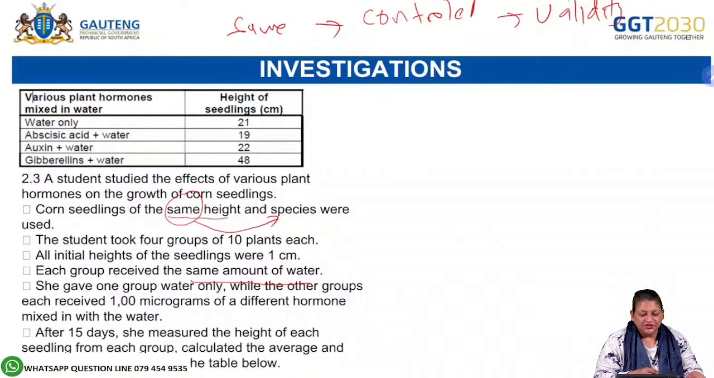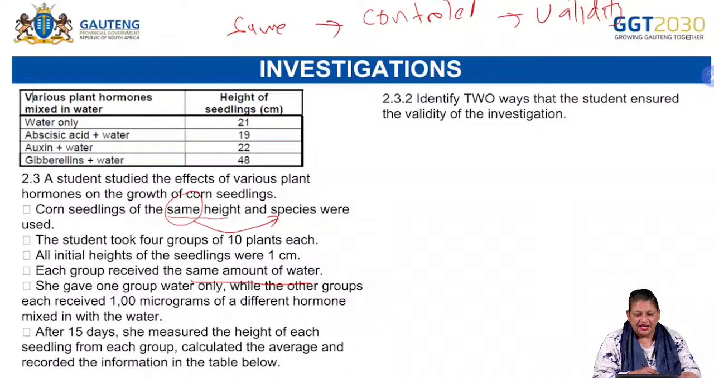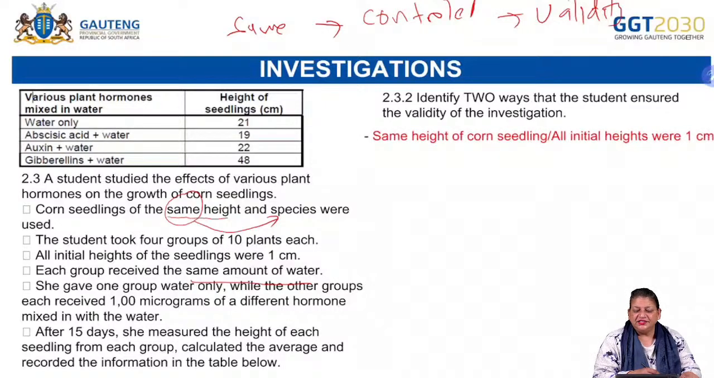After 15 days, she measured the height of each seedling from each group, and then she calculated the average and recorded the information in the table below, and that is the table. So identify 2 ways in which the student ensured the validity of the investigation. Remember, for validity we said same height, right? Or you could have said all the seedlings initially had the same height, or you can say that she ensured that all the seedlings used in the investigation were of the same height, the same thing.